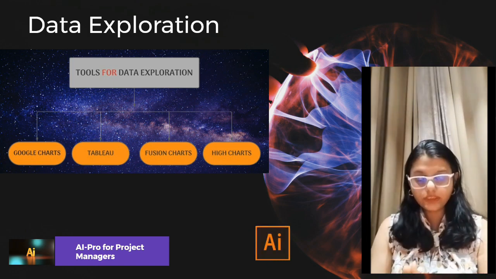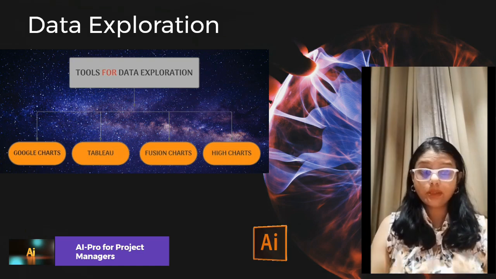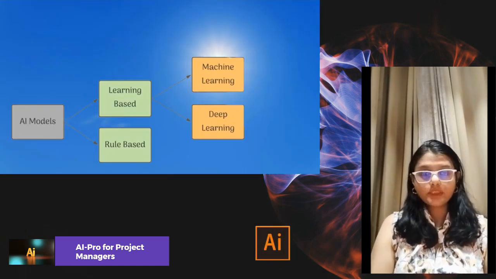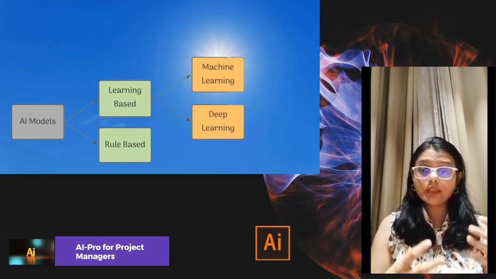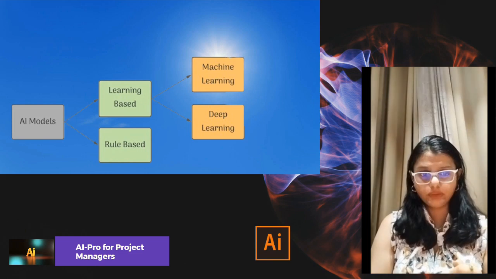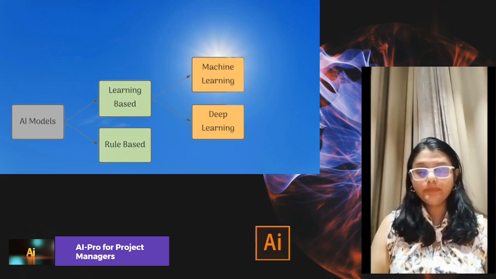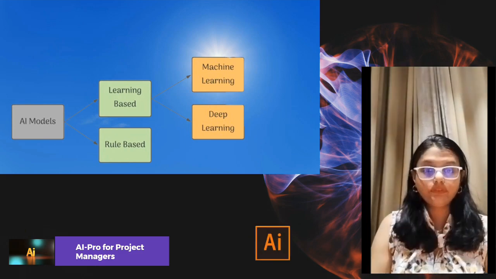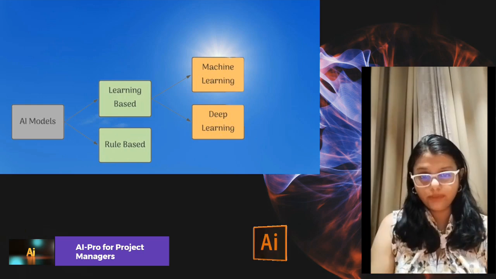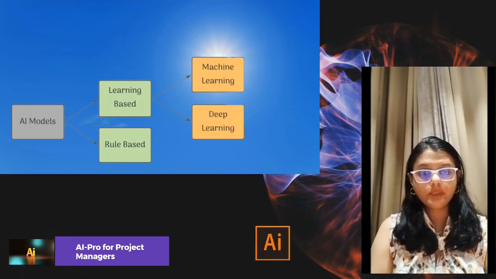After you have explored the data and visualized the data, now we come into modeling. Modeling is the process of creating a data algorithm or a data model using an algorithm to identify certain patterns in the data set and predict future events. Now the AI models can be of two types. One is learning based, another is rule based.